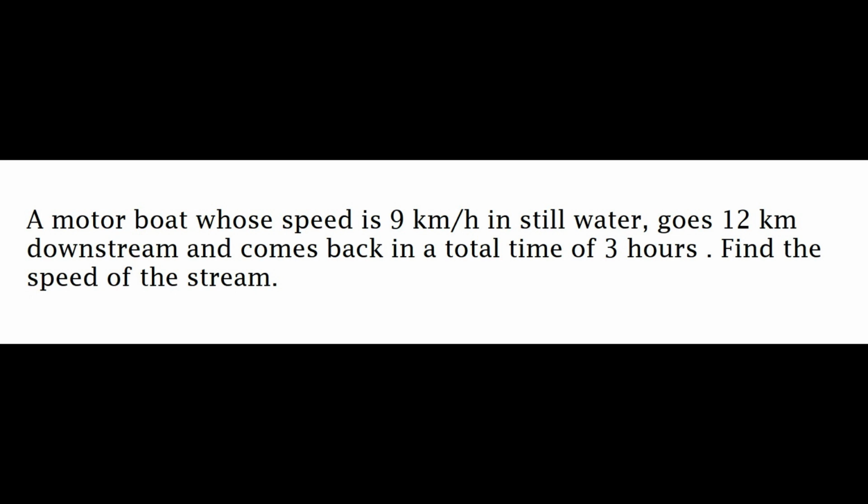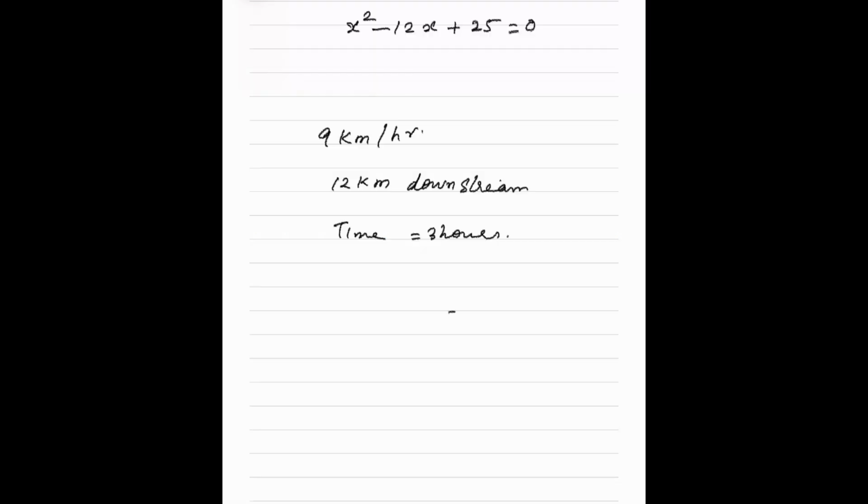Okay, next question. A motorboat whose speed is 9 km per hour in still water goes 12 km downstream and comes back in a total time of 3 hours. Find the speed of the stream. So there is a boat which is going downstream. Downstream is assuming that this is this direction. So 9 km per hour is the speed of the boat.